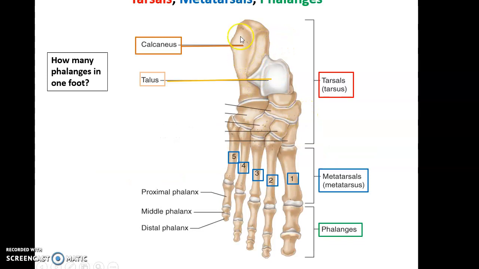So here's another view. Here's the calcaneus. Here is the talus. Here's the rest of the tarsals. So collectively 7 tarsals, including the talus, forming a joint with the tibia and fibula and the calcaneus.